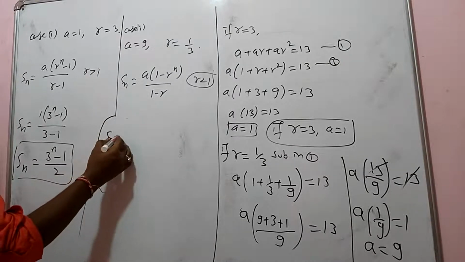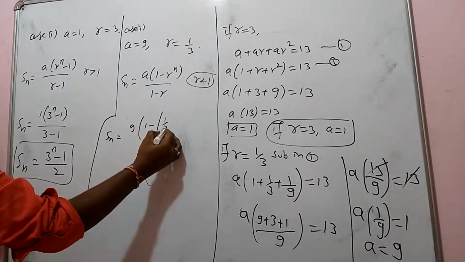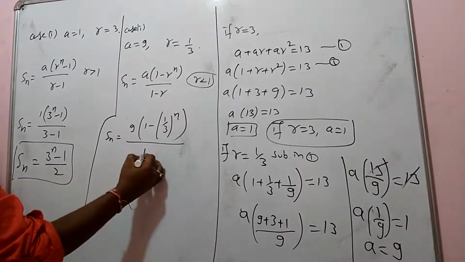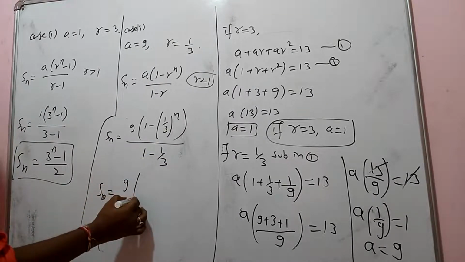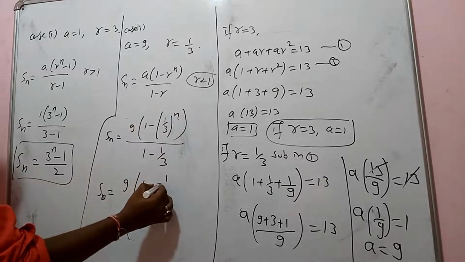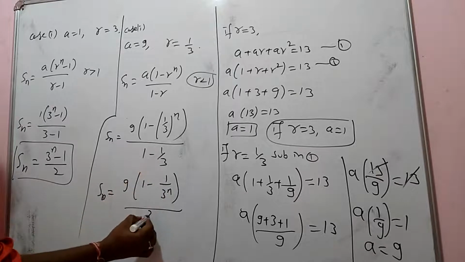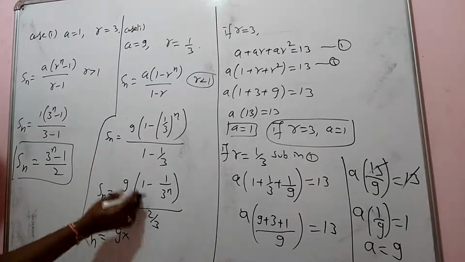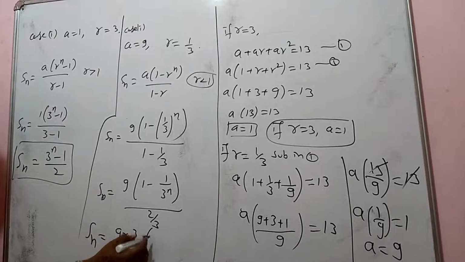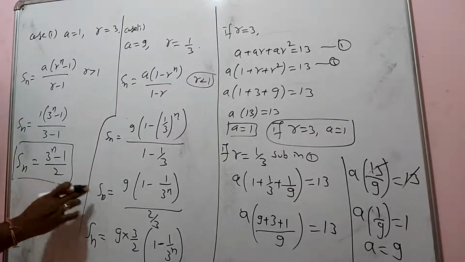Okay. So Sn is equal to, here A value is 9 into 1 minus R value 1 by 3 whole power n, divided by 1 minus 1 by 3. So Sn is equal to 9 into 1 minus 1 by 3 to the power n, that is 1 upon 3 to the power n, divided by 3 minus 1, that is 2 by 3. So Sn is equal to 9 into 3 by 2 into 1 minus 1 upon 3 to the power n. So finally you got this Sn and that Sn.